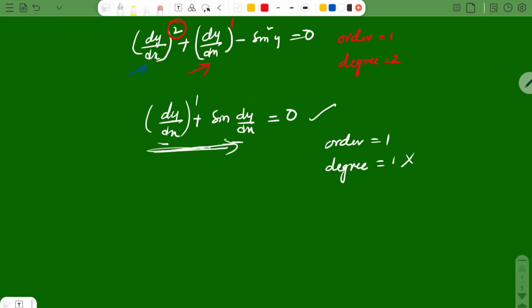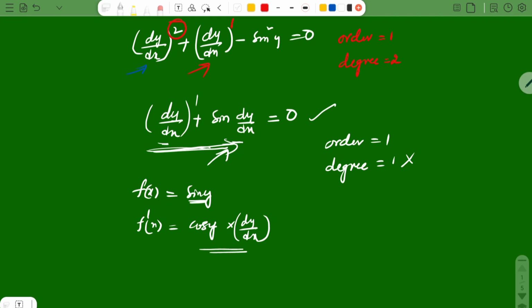Why? Let me take an example for better understanding. Let us take f of x is equal to sine y. Differentiating with respect to x, f dash of x is equal to cos y, and the differentiation of y is dy by dx. So when I differentiate any trigonometric function, dy by dx comes outside, but it never comes inside. For this type of differential equation, the degree cannot be found or is not defined.